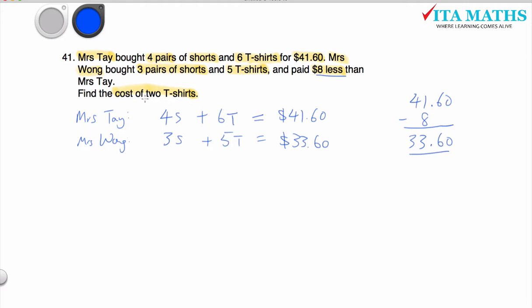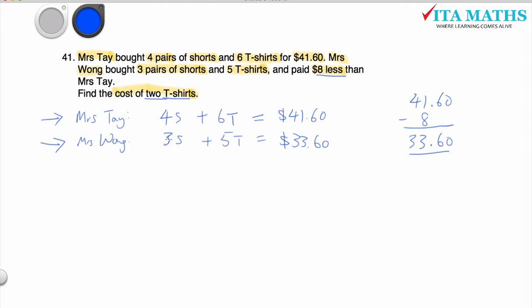Okay, now you have to find 2 t-shirts. That is what you want to find. Okay, how do you find the 2 t-shirts? In order to find the number of t-shirts, you have to get rid of the number of shorts. So to get rid of this number of shorts, you have to minus them off. You have to take this entire row minus this entire row, which is the number of shorts minus number of shorts, number of t-shirts minus number of t-shirts, followed by the number of dollars minus the number of dollars. How do you make these two the same? Looking at 4 and 3, what do you have?